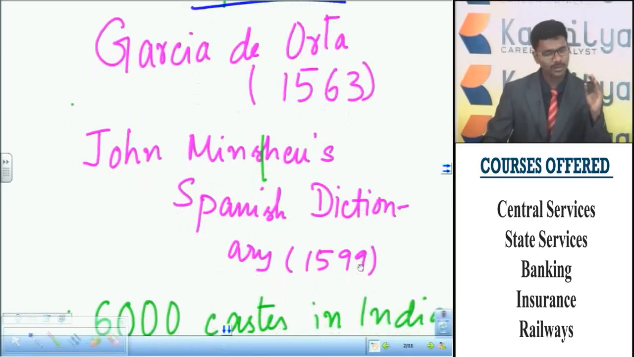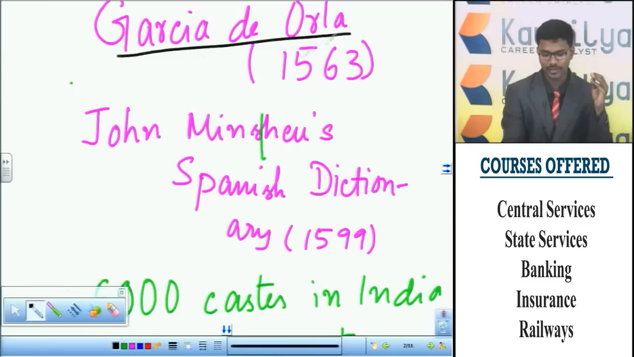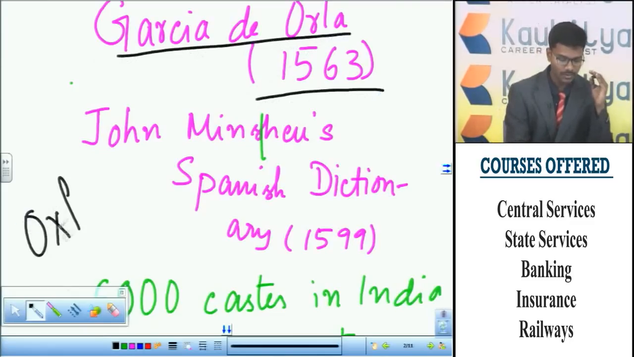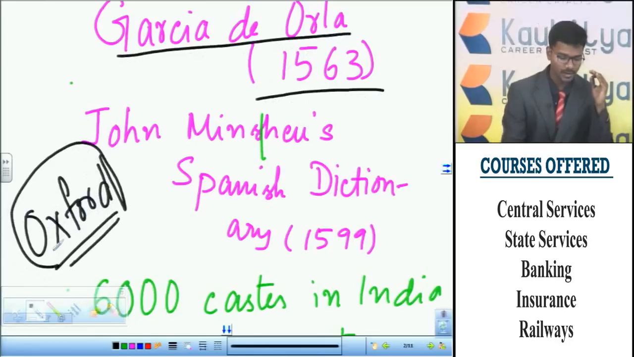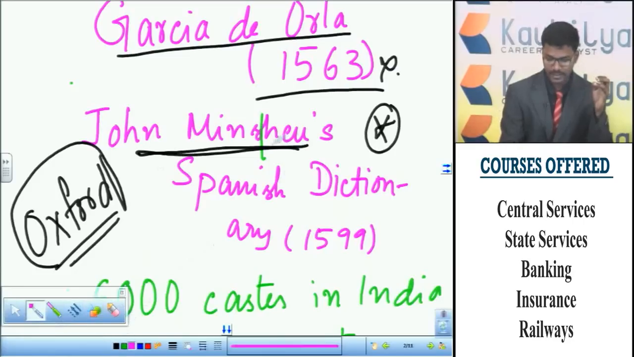If you look at the standard textbooks, it says that the originator of the term casta is Garcia de Orta, in the year 1563. But as per the standard definition, the Oxford English Dictionary, the originator of the term casta is John Minshew. Please follow this one, not that one, because as per the international standards, it is John Minshew. Minshew, spelled M-I-N-S-H-E-U.